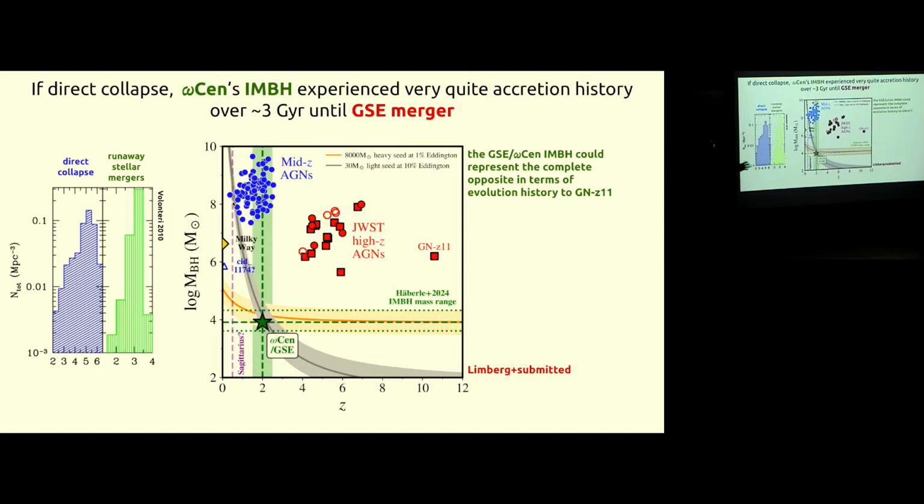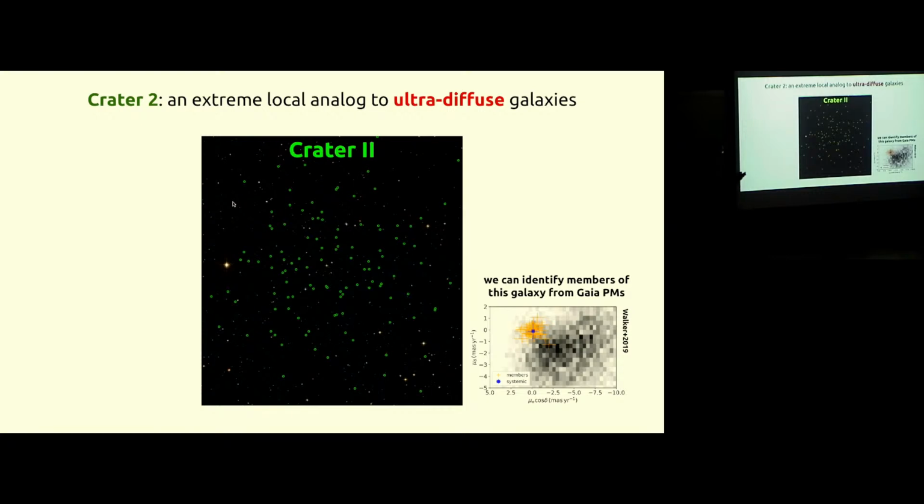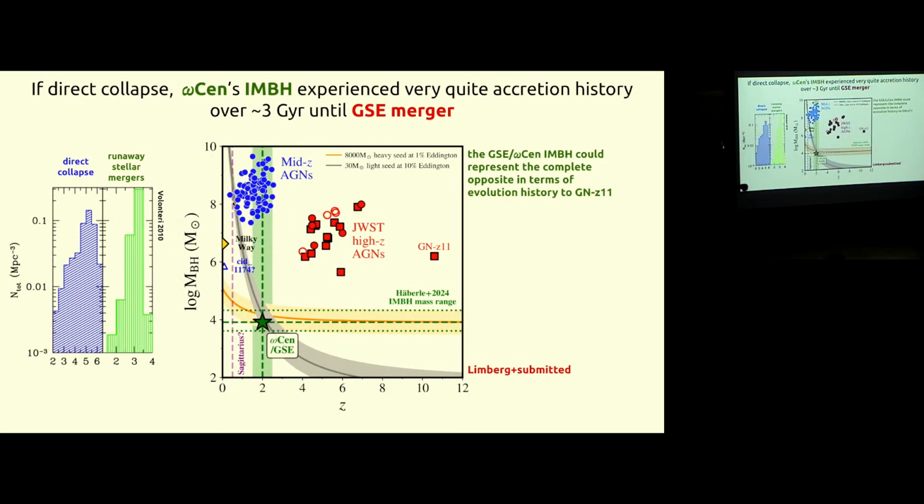So if you invoke that heavy seeds are the sources of all central black holes that exist in the universe, what you have to say is that this one central black hole inside ωCentauri has to have the complete opposite accretion history than these overmassive black holes that are detected with JWST, for instance GN-z11 right here. Anyway, so this is kind of the bottom line. I think this was a really cool result. I have submitted this paper, and I'm really going to stop right here to ask if you guys have any questions, and then I can move on to the next part of the talk.